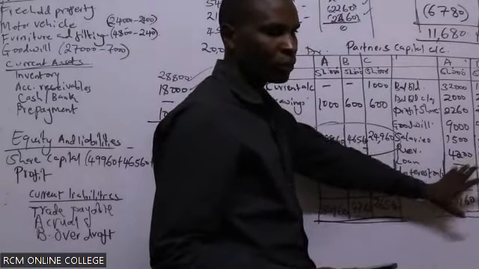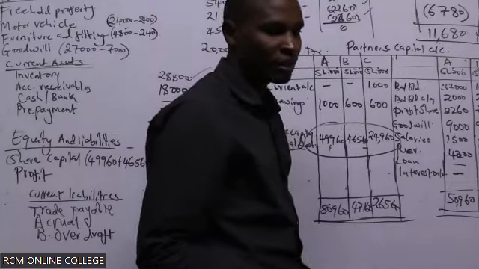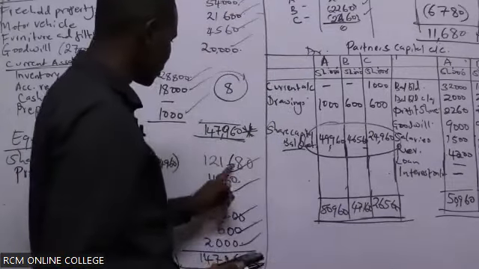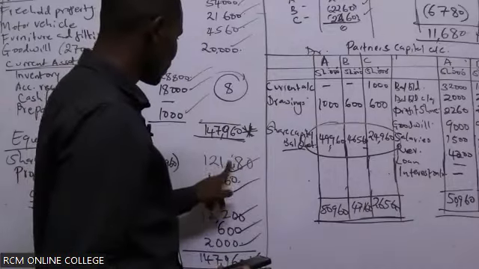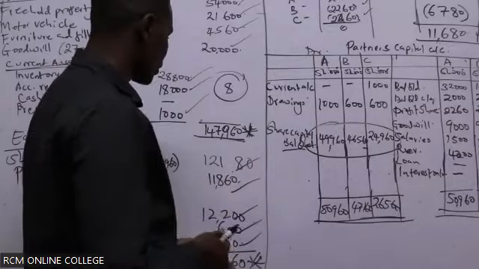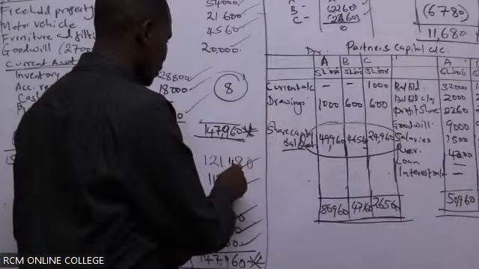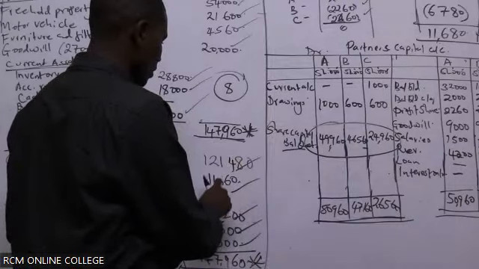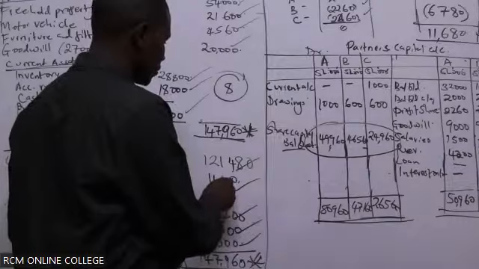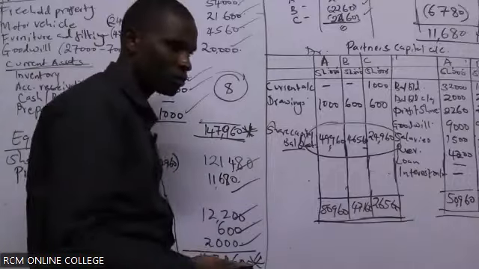Kufunga. We've closed that. 11680. Profit is 11680. Kwani tulibadilisha wapi? Hii kuwa 480. 480, 11680. Okay, transposition error. 680. Thank you and thank you so much.